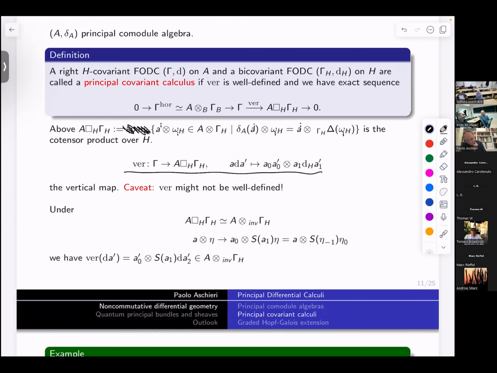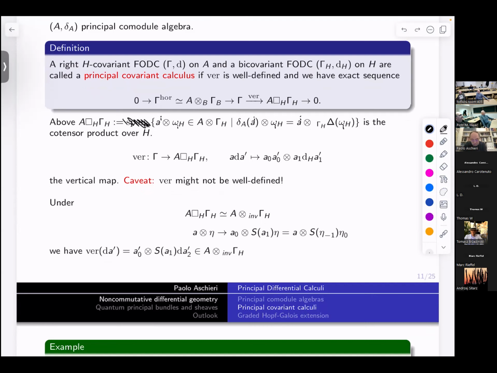So here is the definition of the vertical map, uniquely given by this expression. Here we have the differential on the Hopf algebra, and here we have the differential on the total space algebra. But one has to check that this definition is well defined. So in this exact sequence, there is also the condition of this vertical map being well defined. This is the definition we use of principal covariant calculi, but in the literature, of course, where there are really the experts on principal comodule algebras and differential calculi, these notions have been discussed in slightly different variations.